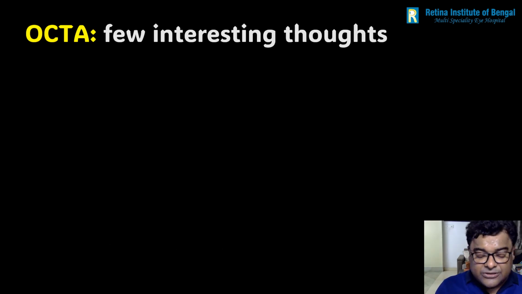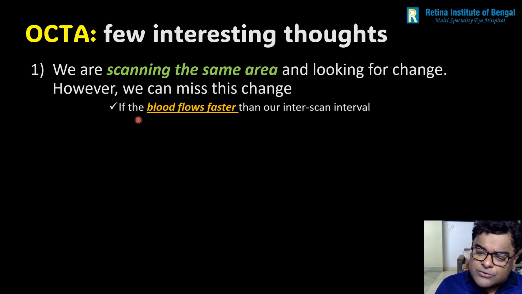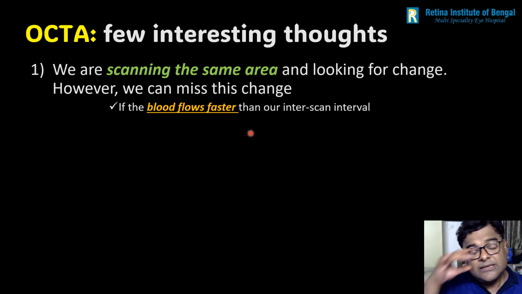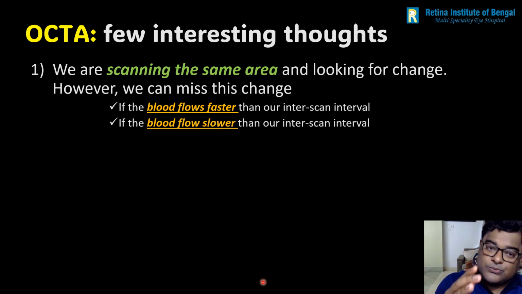Now there are a few interesting thoughts which we must consider. The first interesting thought is, if we are scanning the same area again and again and looking for change, we can actually miss this change. How? Say the blood flows very fast, even faster than the interscan interval. So you have scanned once, now you want to scan again. In between the two scans, if the blood has already moved out because it was so fast, then you may not see any change. Or if the blood is moving too slow, so you have scanned once, you have scanned again, the blood is not moving. It will move, but before that your scanning of that area is over.